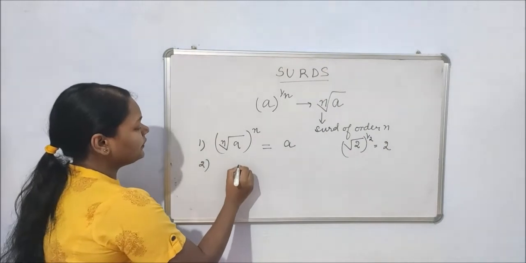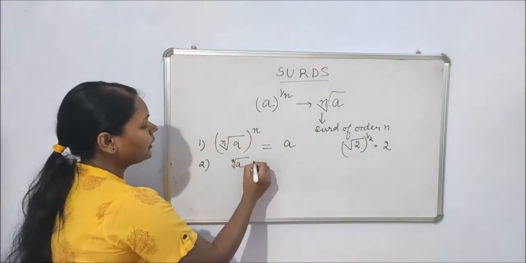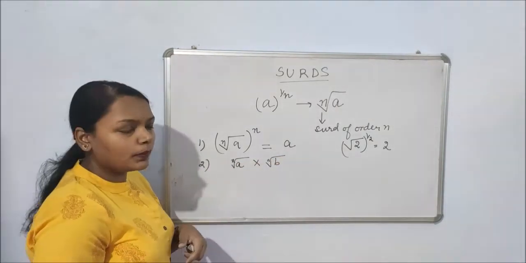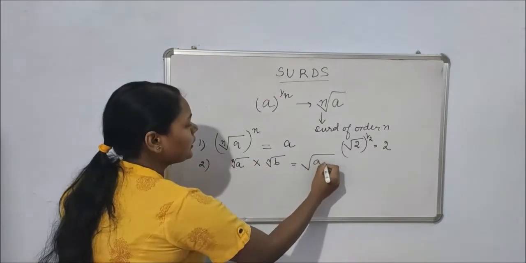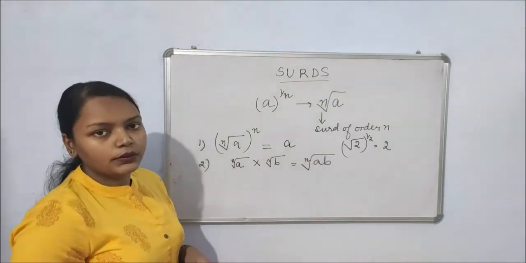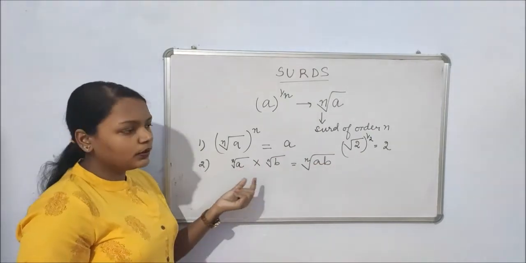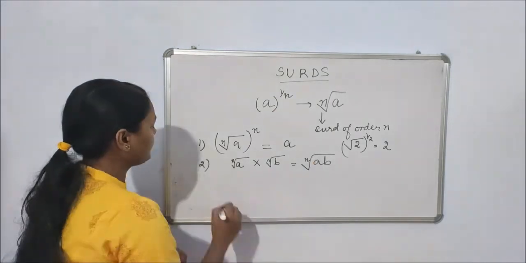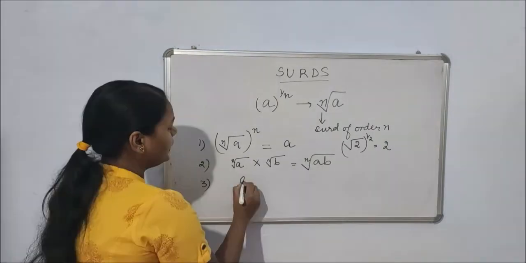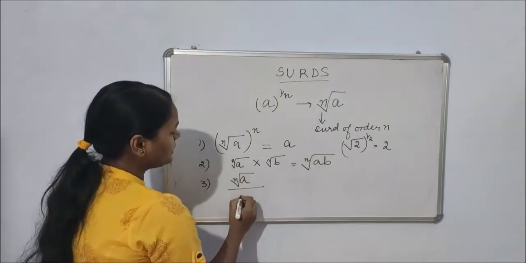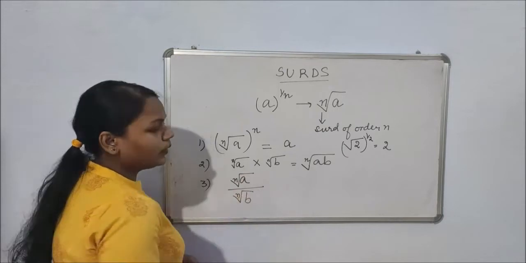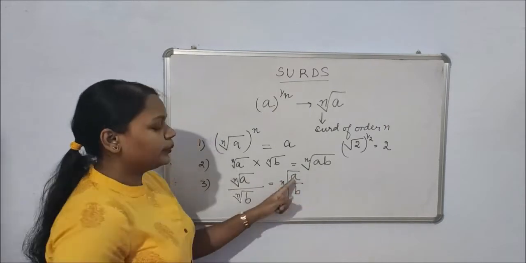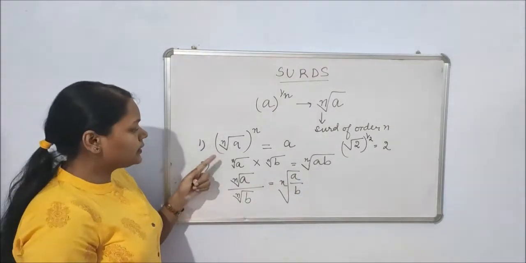Second property is if a is the surd of nth order which is multiplied by b which is the surd of nth order. Now here we see order is same. Then the product will be AB which is the surd of nth order. So a and b will multiply to give nth root of AB. Third one is regarding division. When a is the surd of nth order and is divided by b which is also the surd of nth order, then the division can be written like this: a upon b which is the surd of nth order. So these three properties are there.